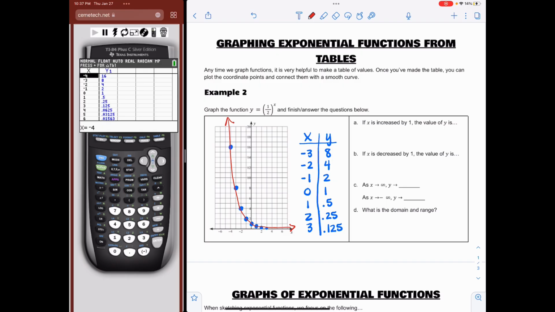So to the side it says, part A, if x is increased by 1, the value of y is, we need to fill in that blank. So as you can see here, as the x values go up by 1, the y values are being divided by 2. And instead of saying divided by 2, if you want to, you could say multiply by 1/2. It's the same thing. The next part, for part B, it says if x is decreased by 1, the value of y is going to be multiplied by 2.